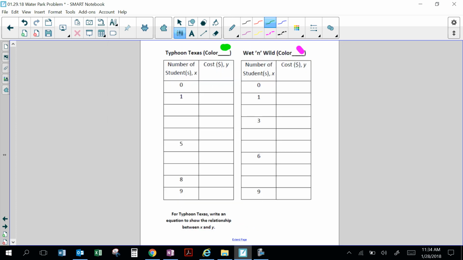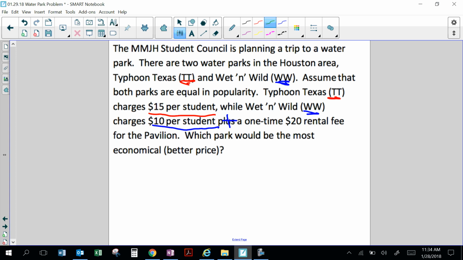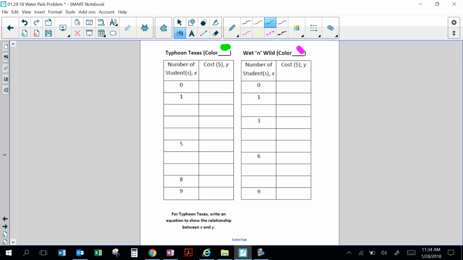Now, Wet n Wild. This is where it gets a little more tricky. Wet n Wild charges $10 per student. That's a pretty good price. But it's plus a one-time $20 rental fee for the pavilion. What does that mean? That means if no one goes, you still have to pay that $20 rental fee because you reserved it. And then what if one student goes and you have to pay the $20 rental fee? What is the cost? And so on and so on.